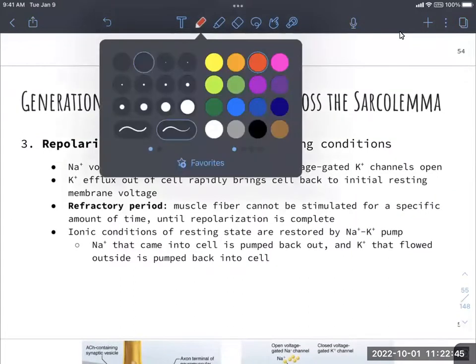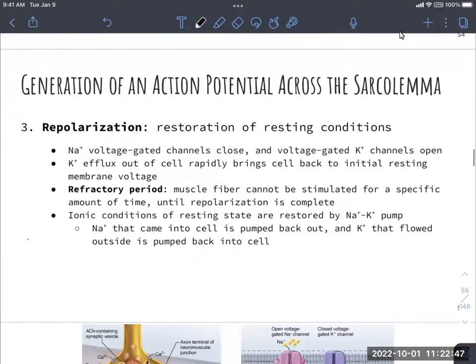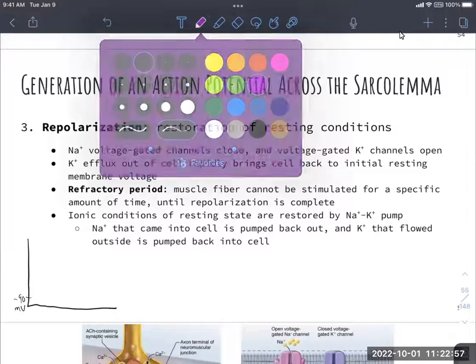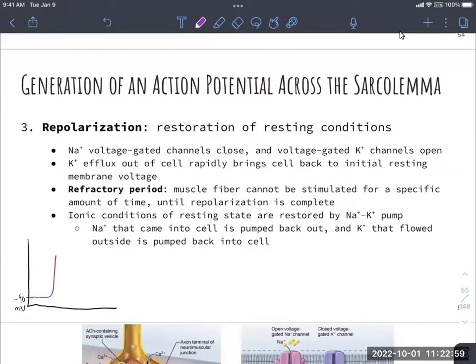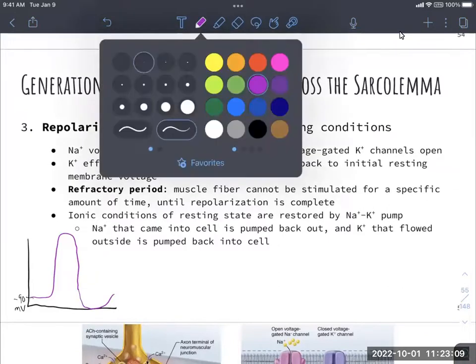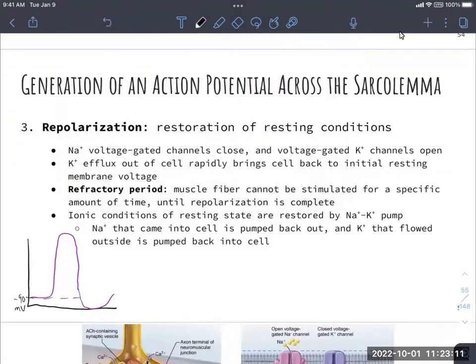As I drew out on the other picture, here I'll do the same number they used, -70 or -90 millivolts. So we're doing fine, doing fine. Oh, sodium channels open. Sodium channels closed, potassium channels open. As I drew this part that went down below that resting membrane potential, what is happening there is called a refractory period.